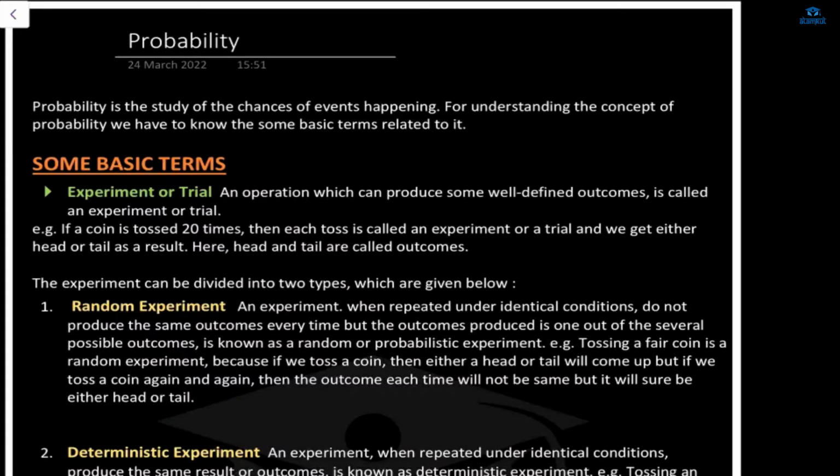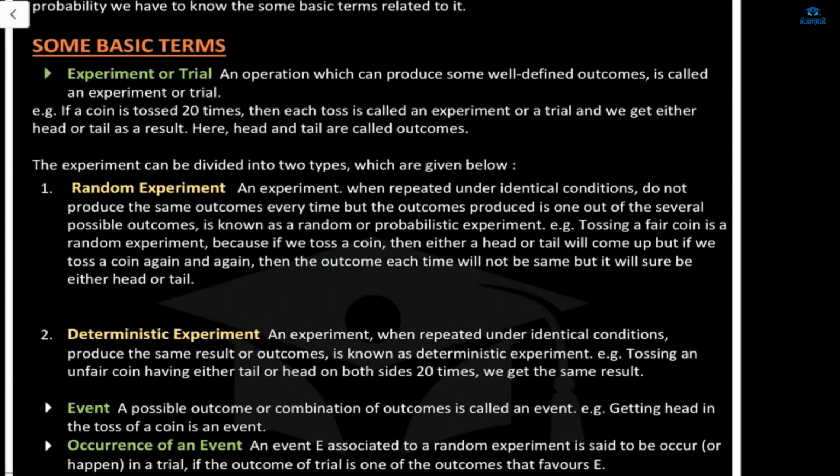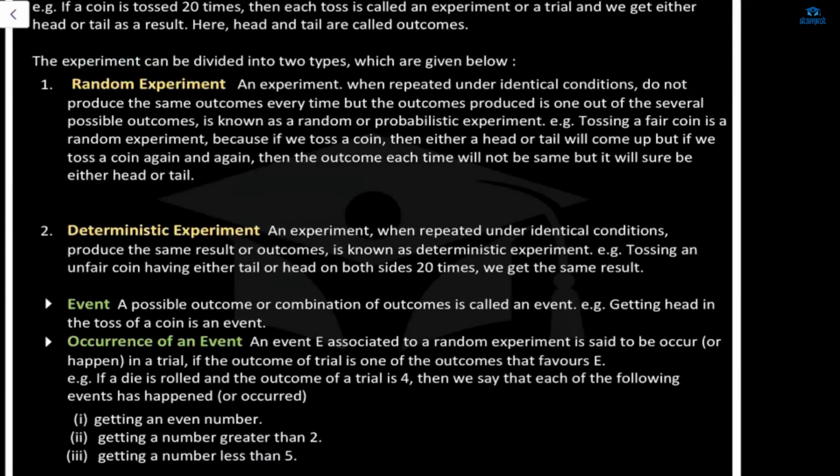Now, we were talking about experiment and trials. This experiment or trial can be of two types: a random experiment and a deterministic experiment. Deterministic means you already know what the outcomes are. An experiment which, when repeated under identical conditions, produces the same result or outcome is known as a deterministic experiment. For example, if you are tossing an unfair coin, what do you mean by unfair coin? From the word itself, it is not having a fair thing.